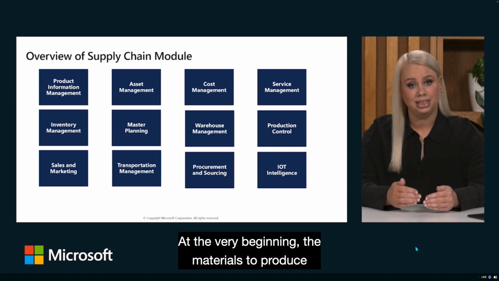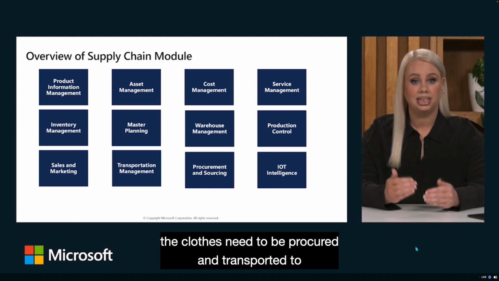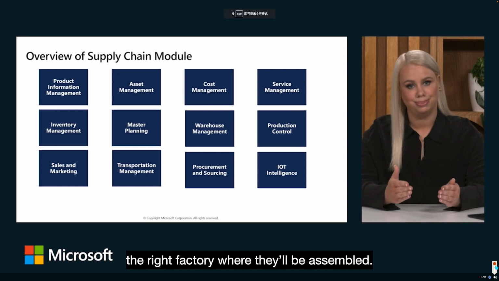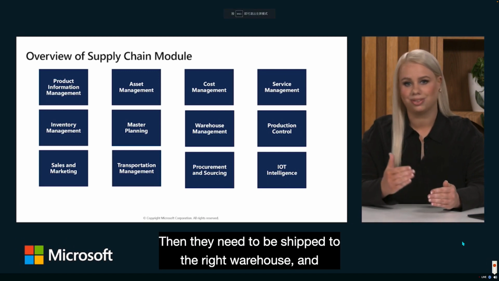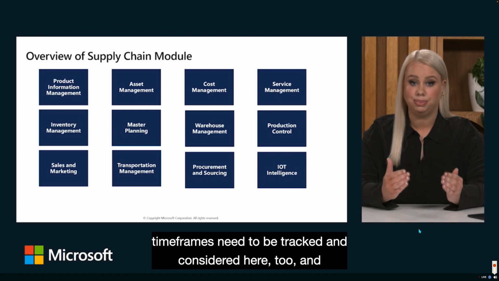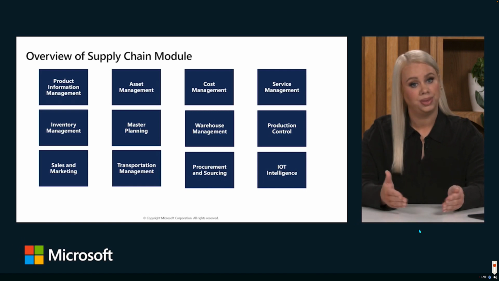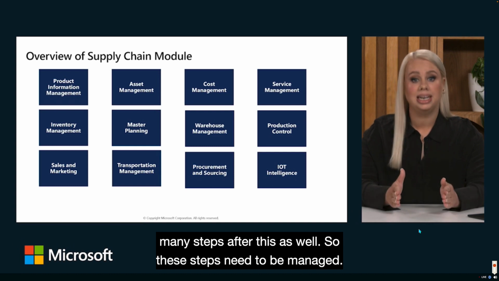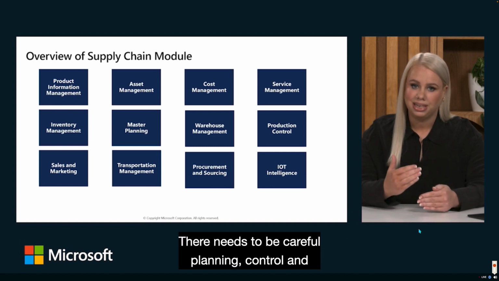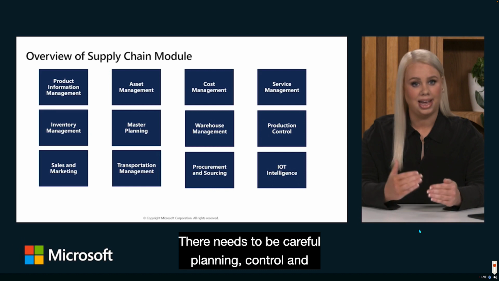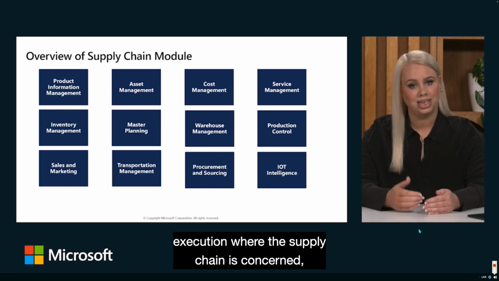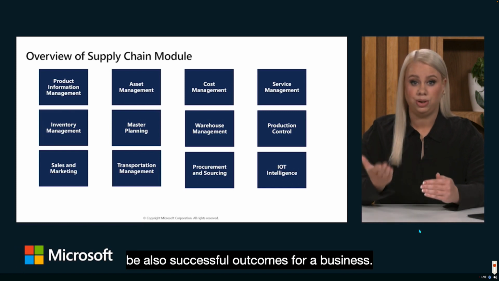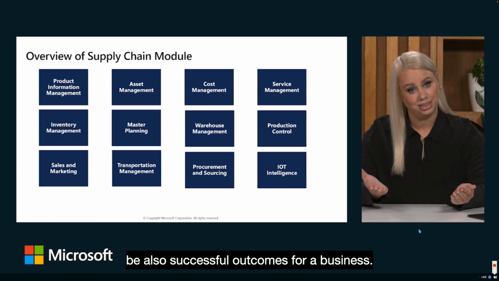At the very beginning, the materials to produce the clothes need to be procured and transported to the right factory where they will be assembled. Then they need to be shipped to the right warehouse and timeframes need to be tracked and considered here too, and many steps after this as well. So these steps need to be managed. There needs to be careful planning, control and execution where the supply chain is concerned for everything to run smoothly and for there to be also successful outcomes for a business.